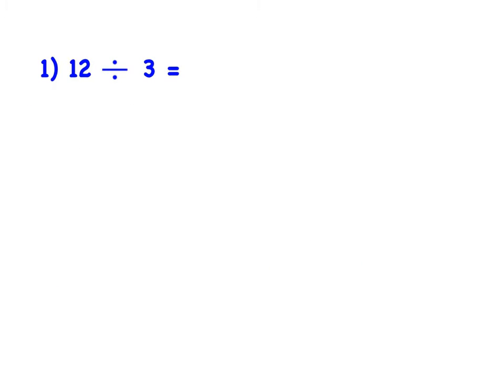So we have a positive divided by a positive, so it stays positive. And 12 divided by 3 is 4. We have a negative divided by a positive. Since they're different signs, we know that we have to have a negative for the answer. And 12 divided by 3 is still 4. So negative 4 is our final answer for this one.